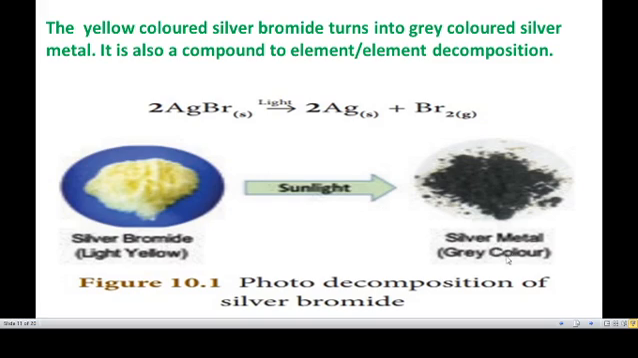This is silver metal, grey in color. This is the photo decomposition of silver bromide: AgBr, on passing light, gives 2Ag and Br2. This is the compound, and these are elements. So this is totally a compound to element decomposition.